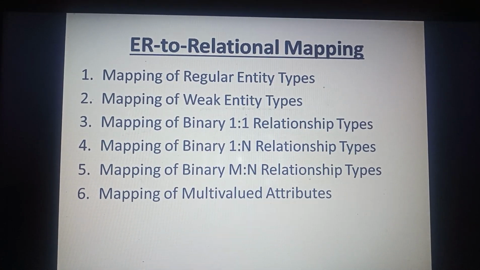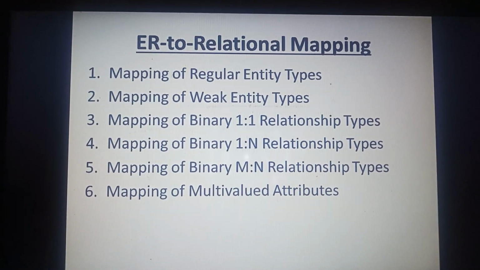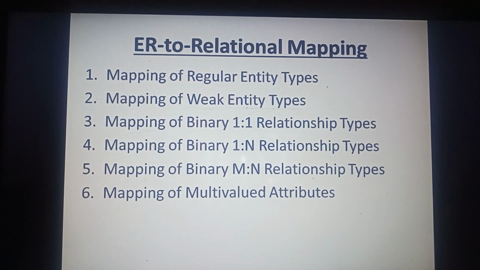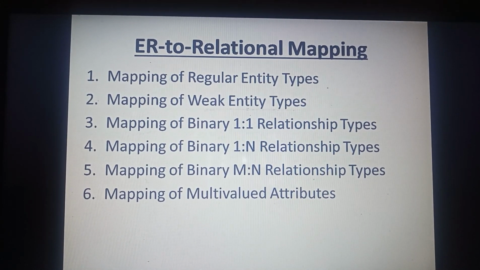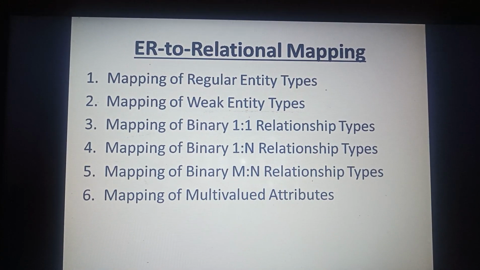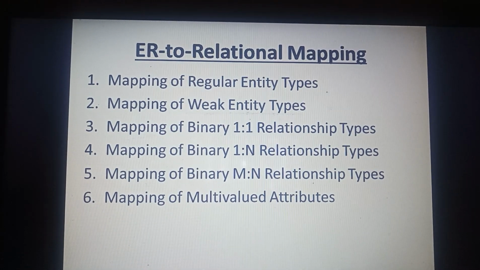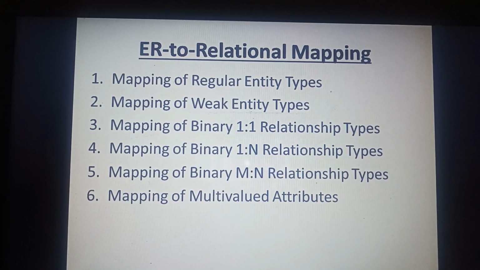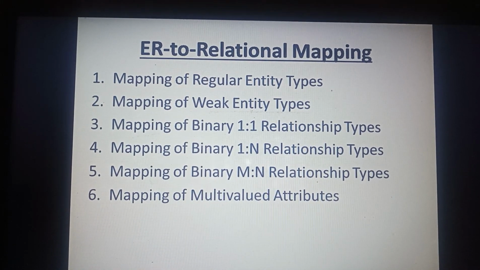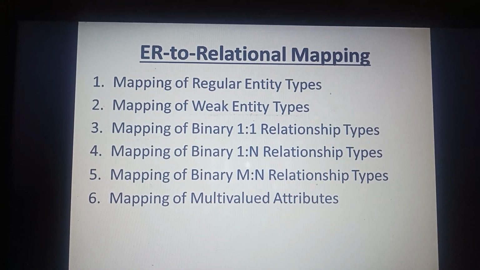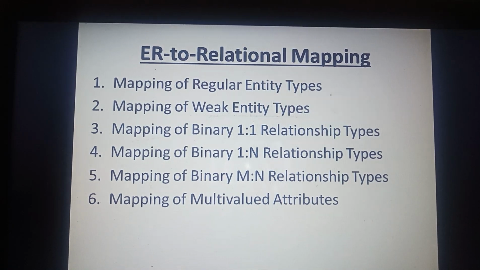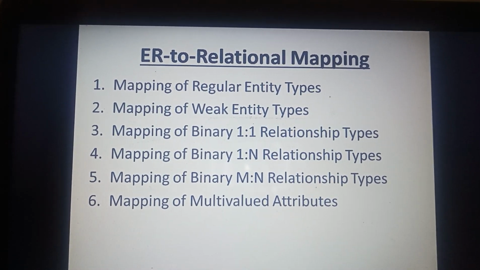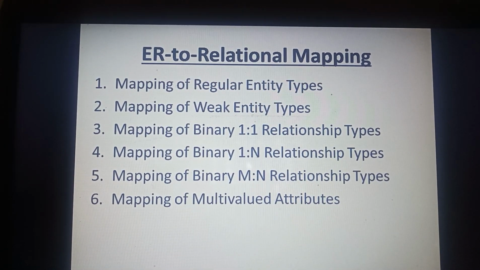First step is mapping of regular entity types. Regular entity types means strong entity types. Strong entity types, as you all know, are those which have key attribute of their own. Second step is mapping of weak entity types. Weak entity types don't have key attribute of their own.